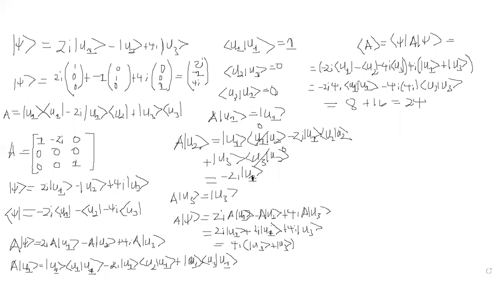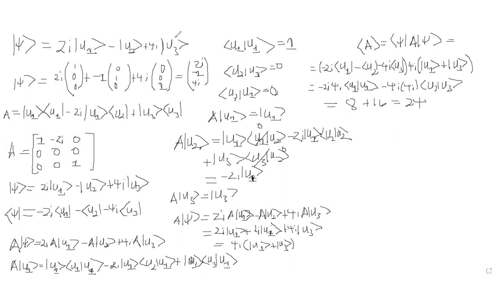All right, we have a particle in a state, and this ket is represented by that state: 2i, minus 1, 4i. This is a column vector, or a column matrix, which is the orthonormal basis of the kets u1, u2, u3.